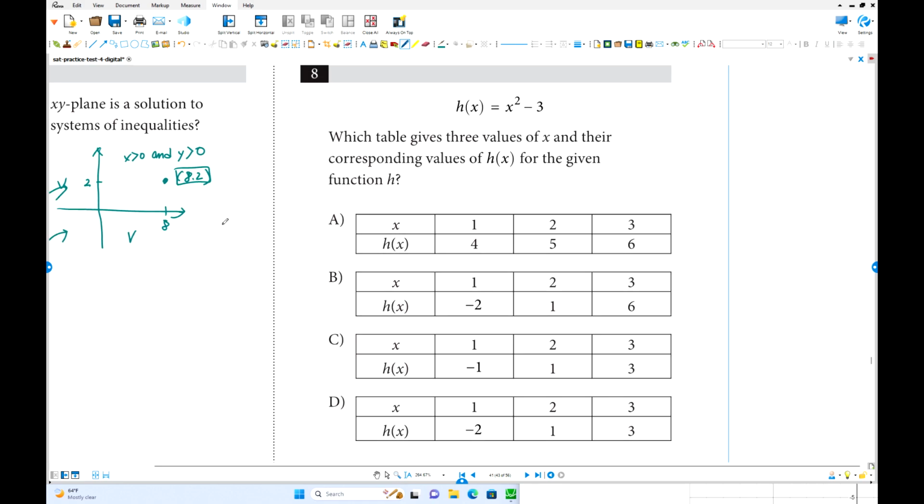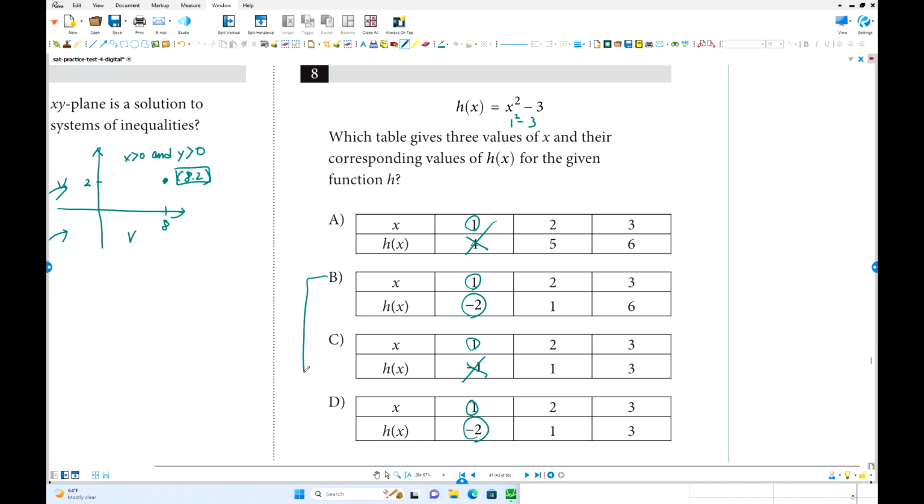Here is number 8. H of x equals x squared minus 3. Which table gives 3 values of x and the corresponding values of h of x for the given function? First, you can check it out. When x is 1, what is the value of h? 1 squared minus 3 equals negative 2. Which one is negative 2? This one is negative 2. Take a look at the next one.